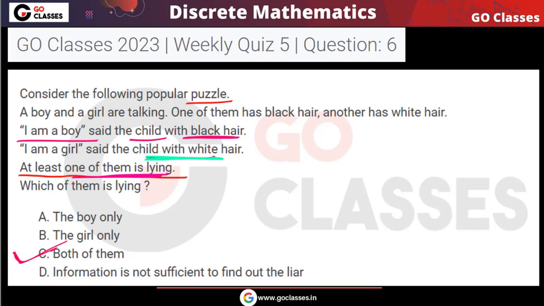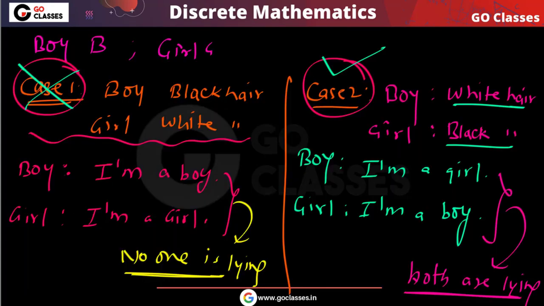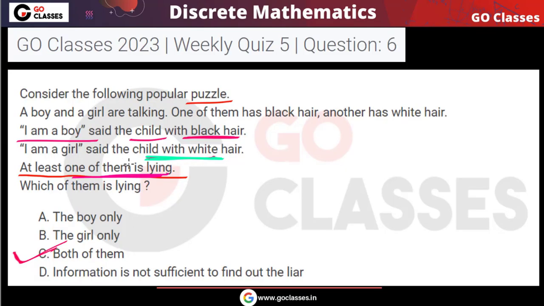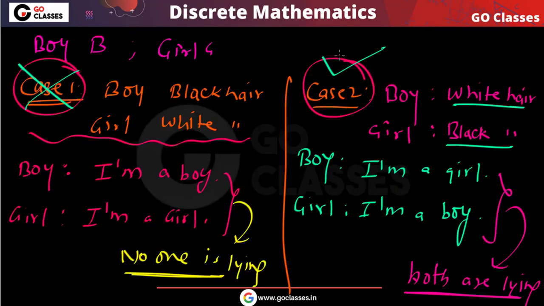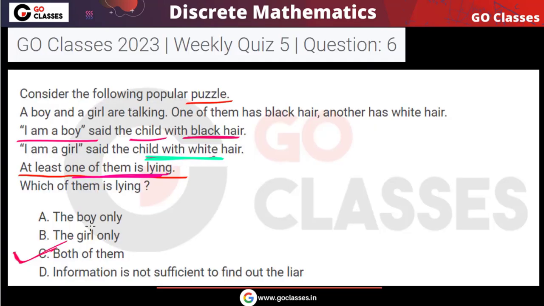So this is another very simple question because only two possibilities are there. We don't know who has black hair, who has white hair, so we can create two cases. In case one, no one is lying, but the question is saying that at least one of them is lying. So we can say case 2 is possible. In case 2 you can see that both are lying, so the answer is both are lying.